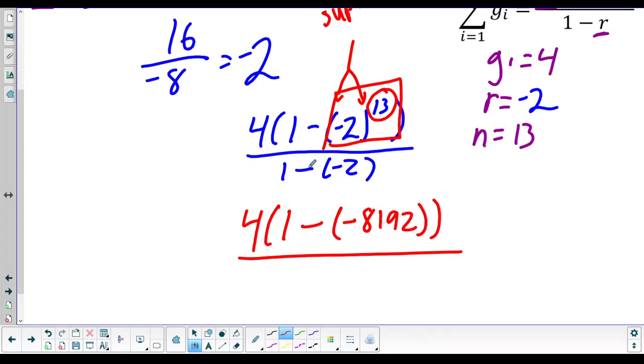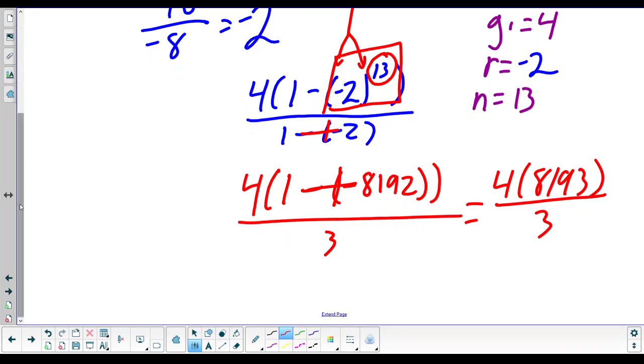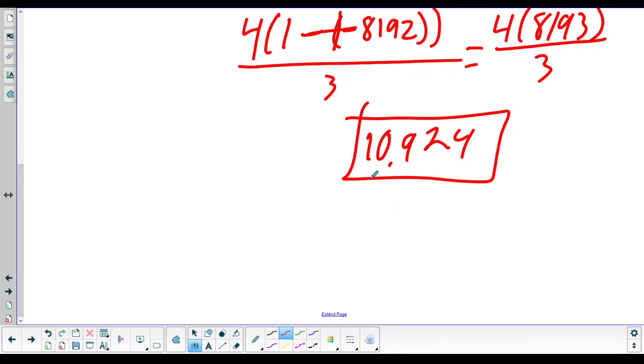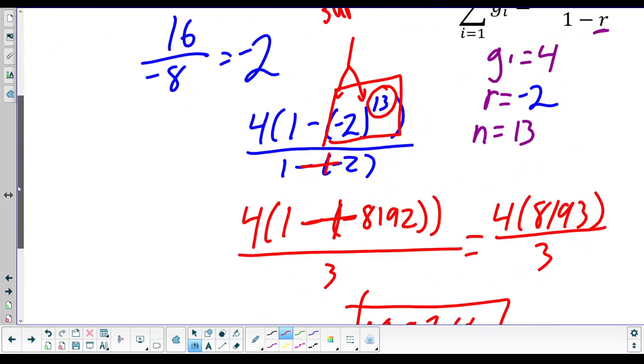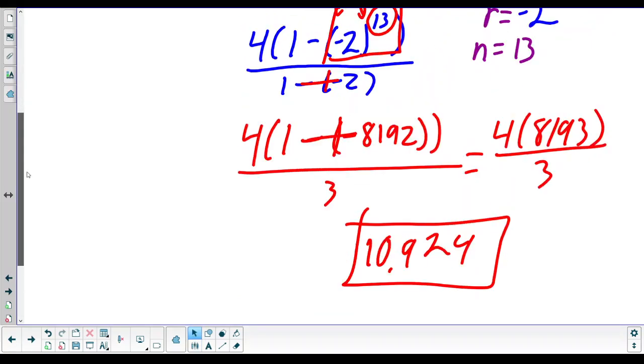Over 1 minus a negative, same thing as plus, so 1 plus 2 is 3. Same thing up here, minus a negative is plus, so 1 plus 8,192, we have 4 times 8,193 divided by 3. So multiply the top, then divide by 3, and we get a total of 10,924. So if you add the first 13 numbers in this list, that's what you get right there. So there you go. There's your 2 examples.